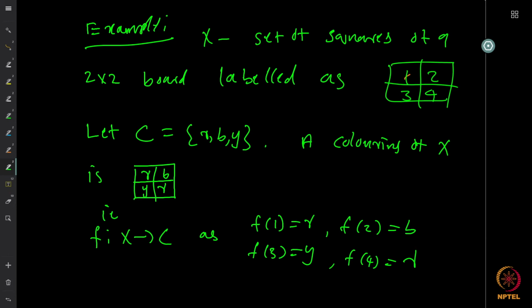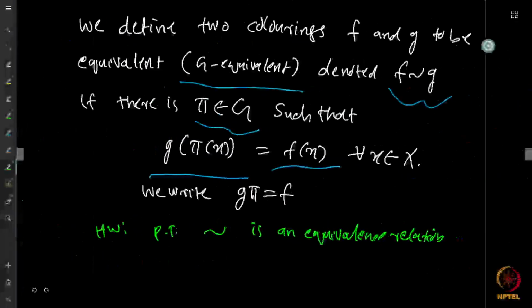So RBYR, which means that f, a map from X to C, is f of 1 is equal to R, f of 2 is equal to B, f of 3 is equal to Y, and f of 4 is equal to R, right? So we have a coloring of a finite set X. Right? Now, given this, we can ask some questions, and for that, let us define the following.